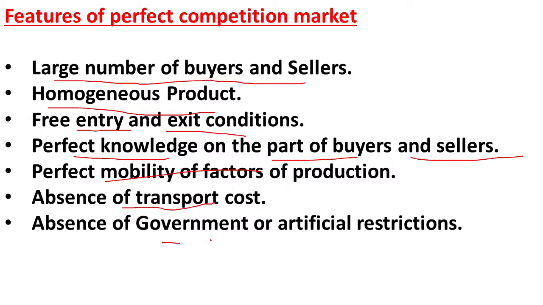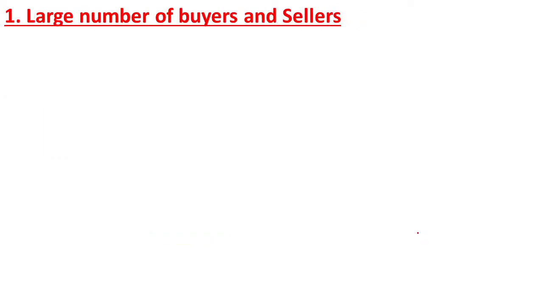And there is absence of government or artificial restrictions, there is no restriction from the government, and there is a uniform price in the entire market because of the homogeneous product. So these are some features of perfect competition market. Let us discuss these features one by one.